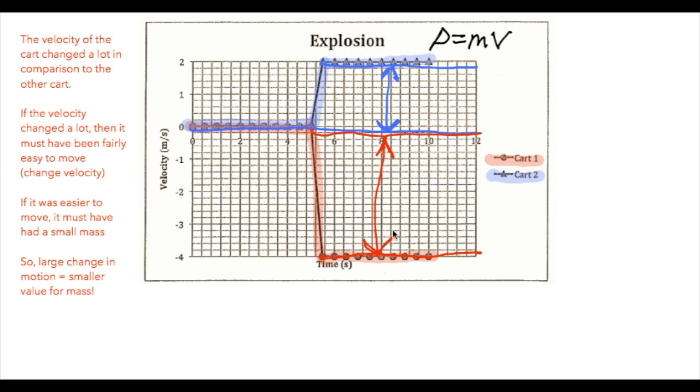So for number 2 there, based on the velocities before and after collision, how does the mass of cart 1 compare to the mass of cart 2? Now, cart 1 has less mass, cart 2 has more mass.